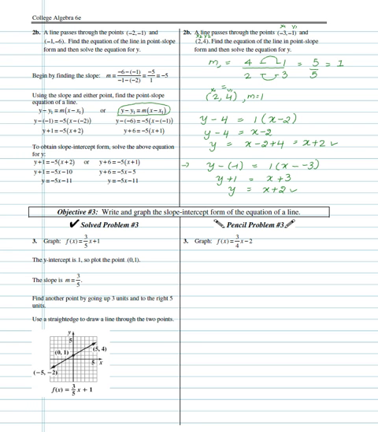And again, to find the equation of a line, you need the slope and a point. You find the slope from the 2 points, and then you plug it into the point slope form.